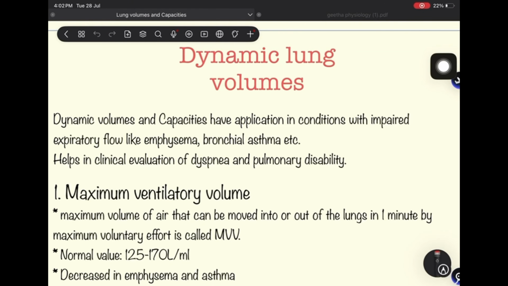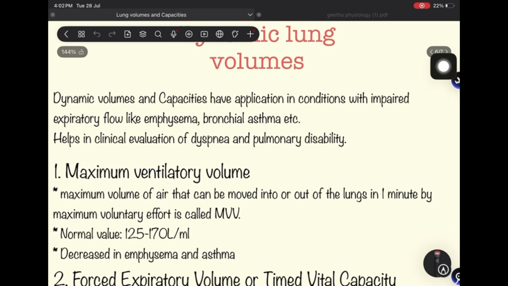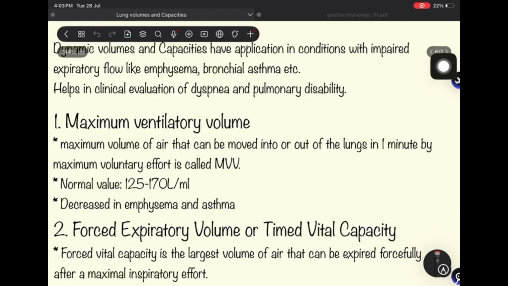Now let's move on to dynamic lung volumes and capacities. So dynamic volumes and capacities have application in conditions with impaired expiratory flow like emphysema, bronchial asthma, etc. They help in clinical evaluation of dyspnea and pulmonary disability. Let us see what are the dynamic lung volumes and capacities.